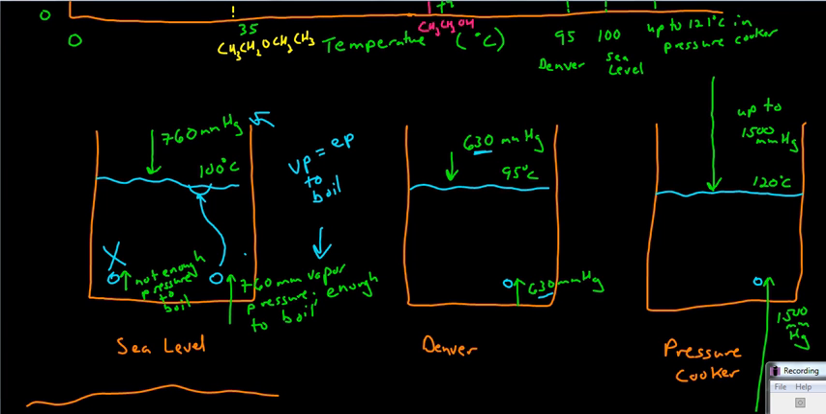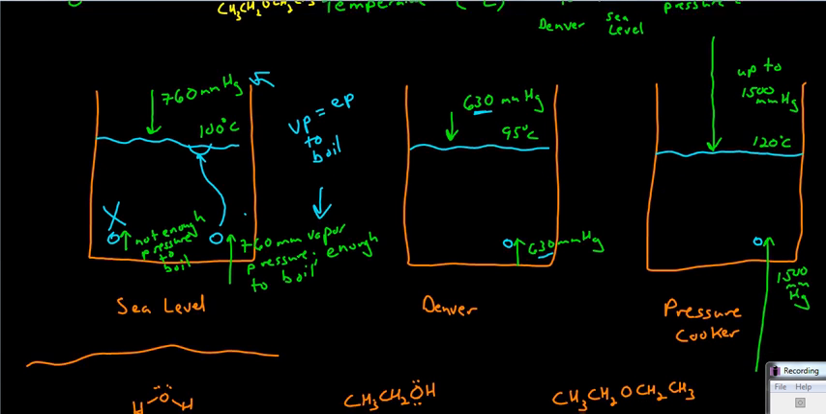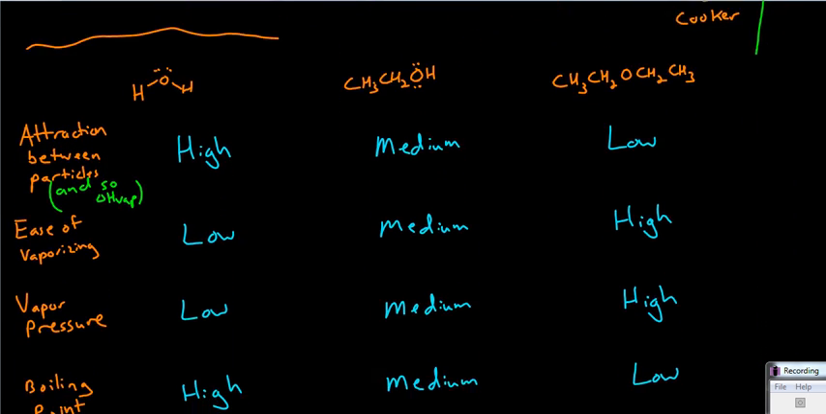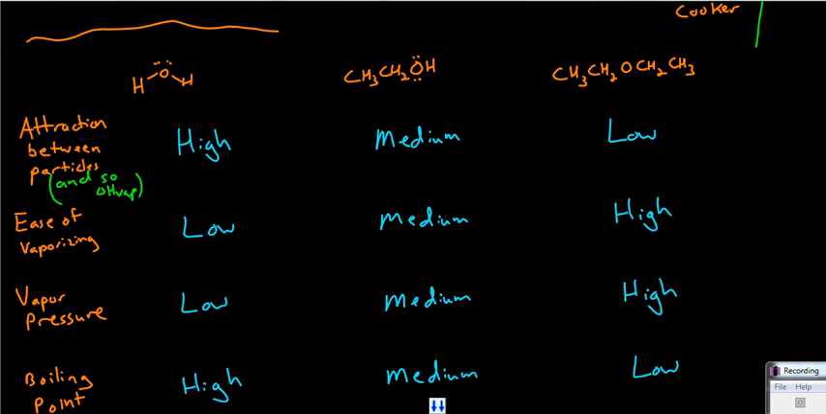We've seen how having different external pressure affects the boiling point. But what about for having different liquids? Which liquids have higher vapor pressures and which ones have lower vapor pressures, and then boiling points? So consider water, ethyl alcohol, and diethyl ether.